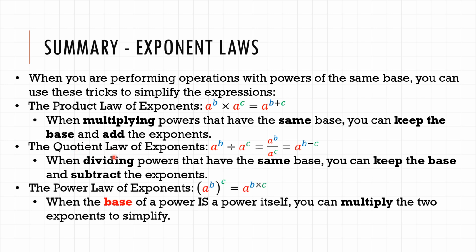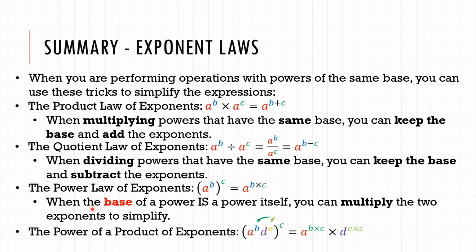The power law says that when the base of a power is a power itself, we can just multiply the two exponents together, and that simplifies it. And a related rule is the power of a product, which says that when the base of a power is a product of two powers, just multiply each of the inner exponents by the outer exponent, sort of like the distributive property from linear algebra.